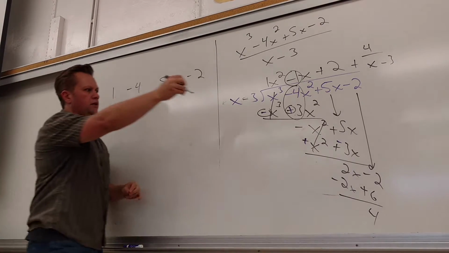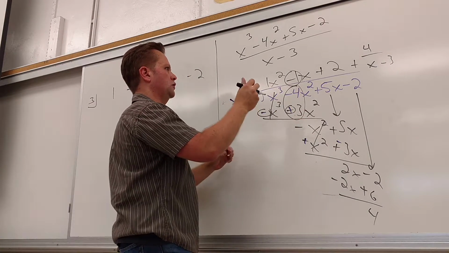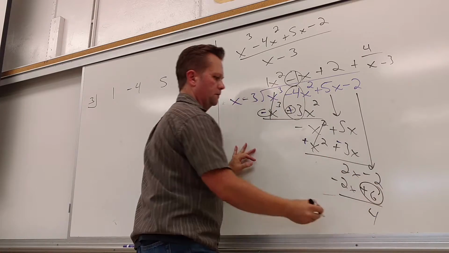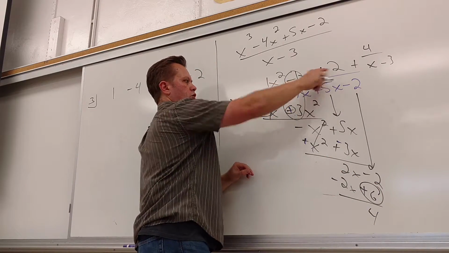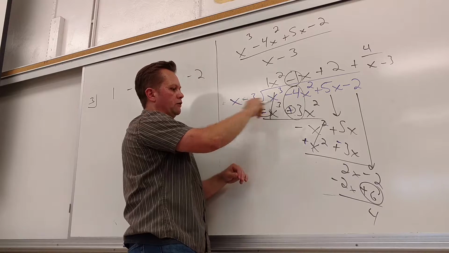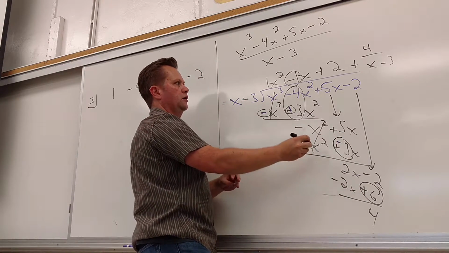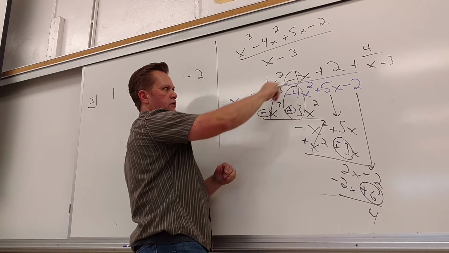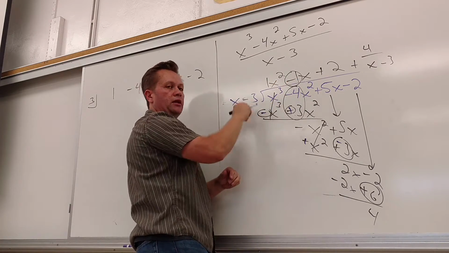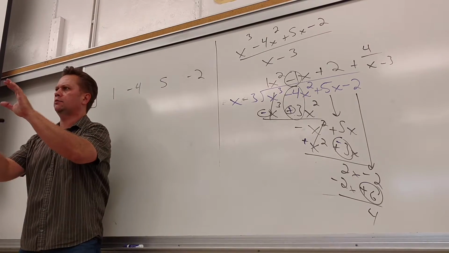Because watch, where did this 6 come from? 2 times 3, right? So that was a plus 3. I would have gotten plus 6. I would not have had to change the sign. Where did this negative 3 come from? These two, right? If that would have been a plus 3, it would have been negative 3 right at the beginning.